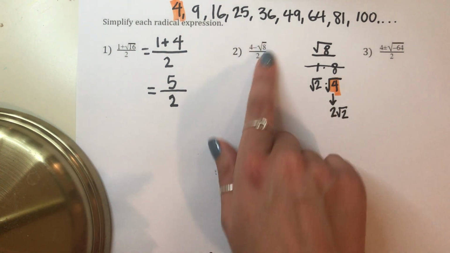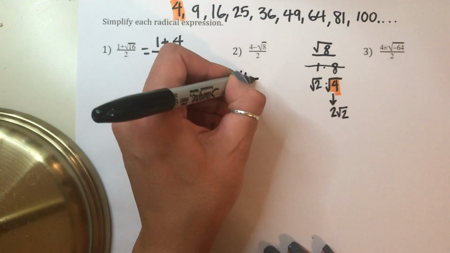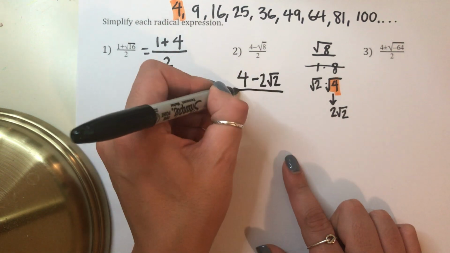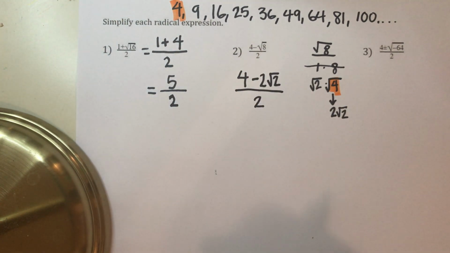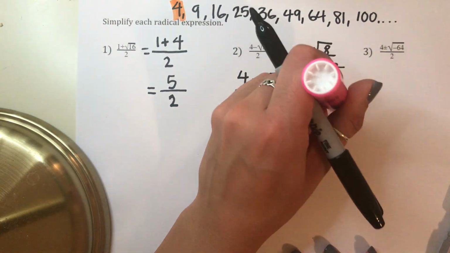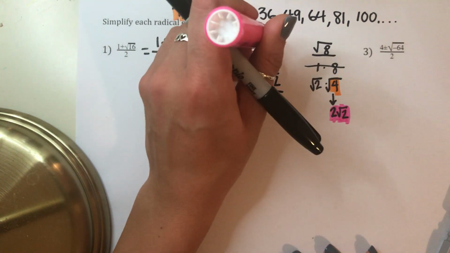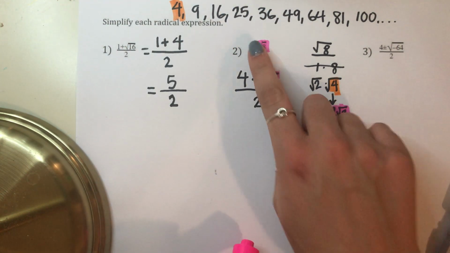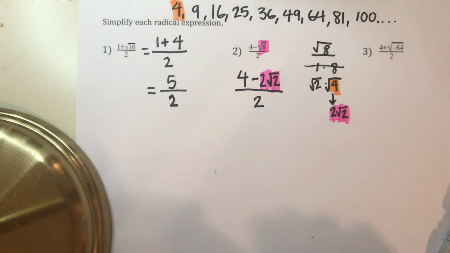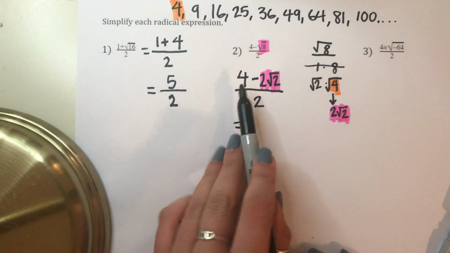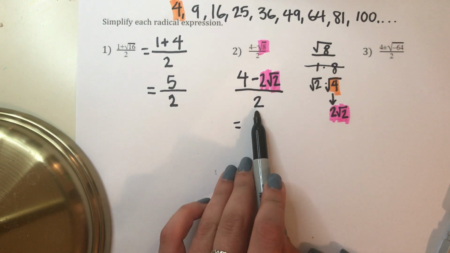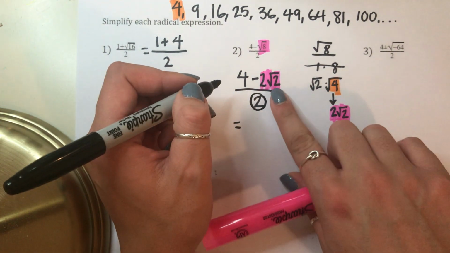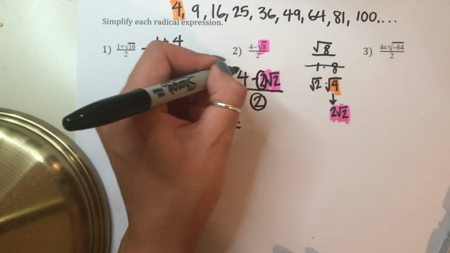So now I'm going to rewrite this expression as 4 minus 2 root 2 over 2. In fact, I'm going to highlight my simplified version the same color as my original and this. So I see where that came from and how I replaced it in that position. So now I have 4 minus 2 root 2 over 2. What I'm going to do is circle my whole numbers. Remember that radical numbers are not whole numbers, so we're going to leave it.